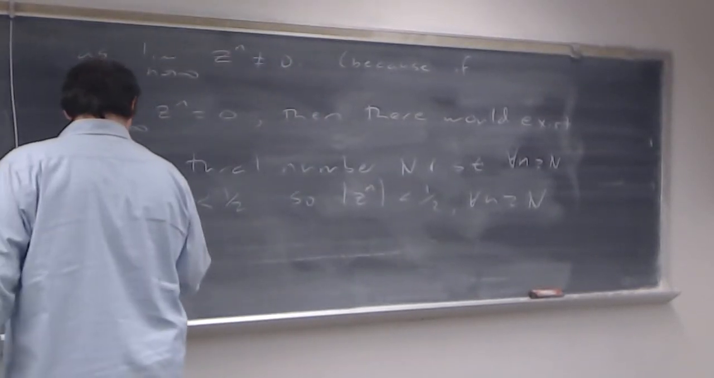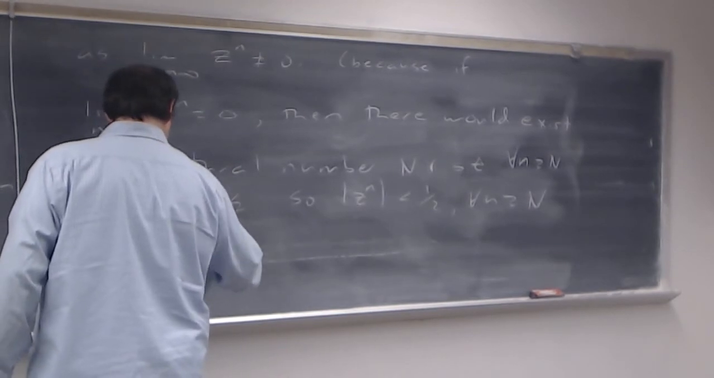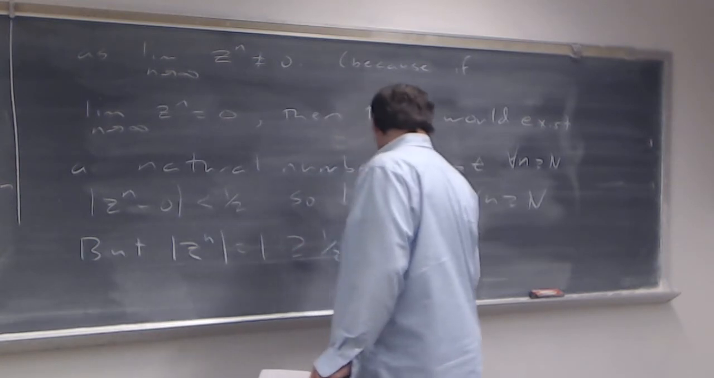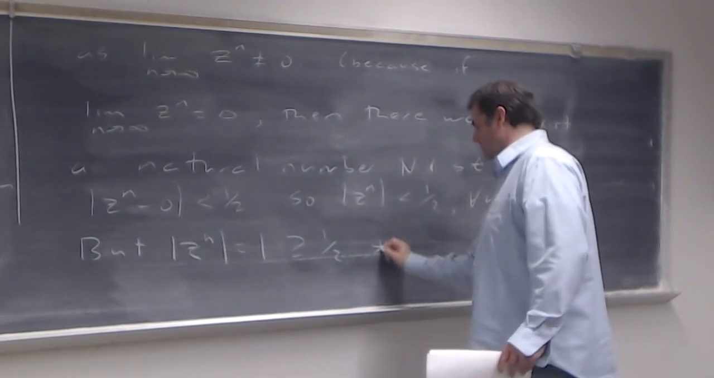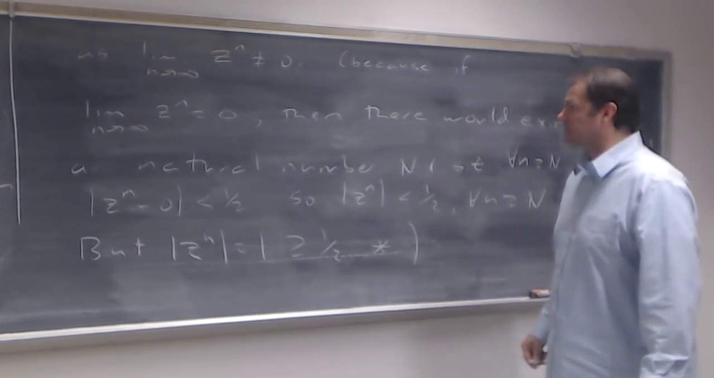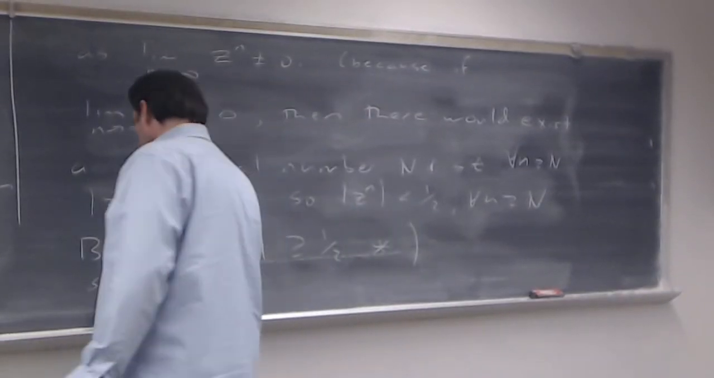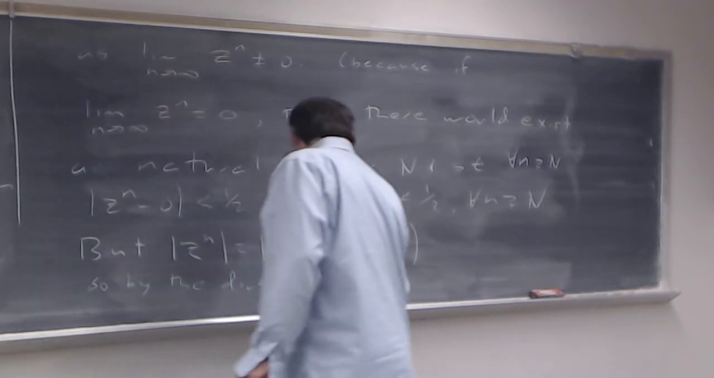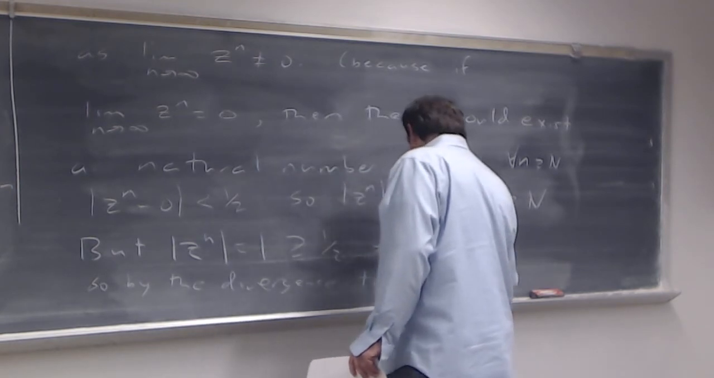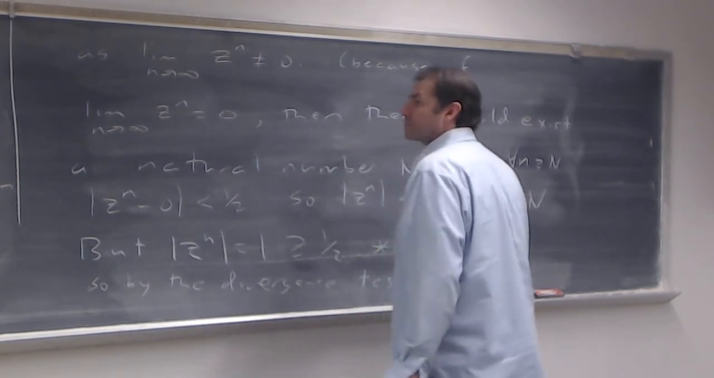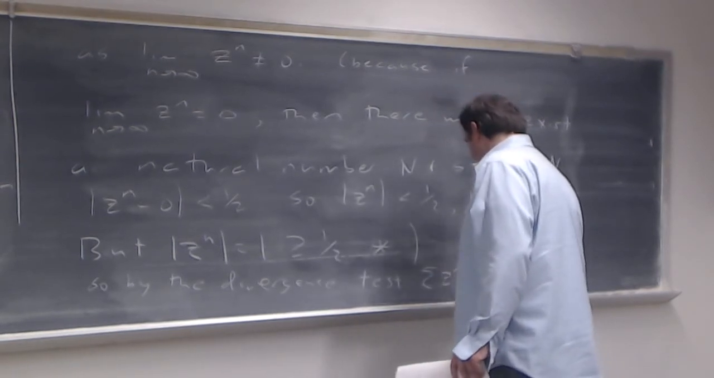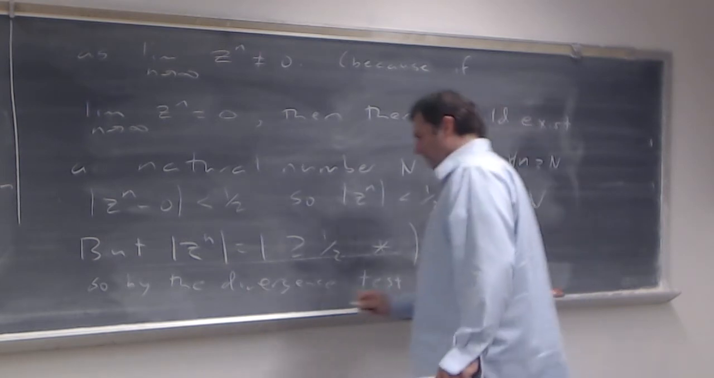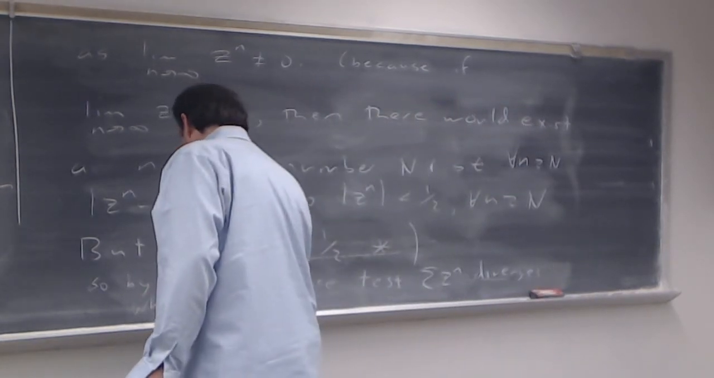But what we know is that the norm of z sub n in this situation is really equal to 1, which is greater than or equal to 1/2. And so that's a contradiction. So that's why this limit is not 0. So by the divergence test, this series, the sum of z^n, diverges when the norm of z equals 1.